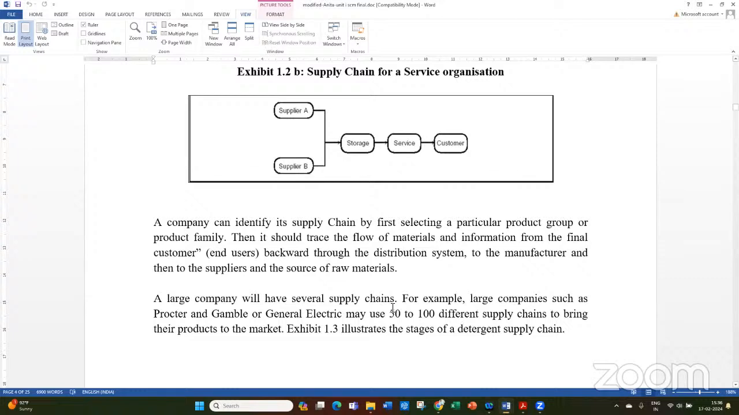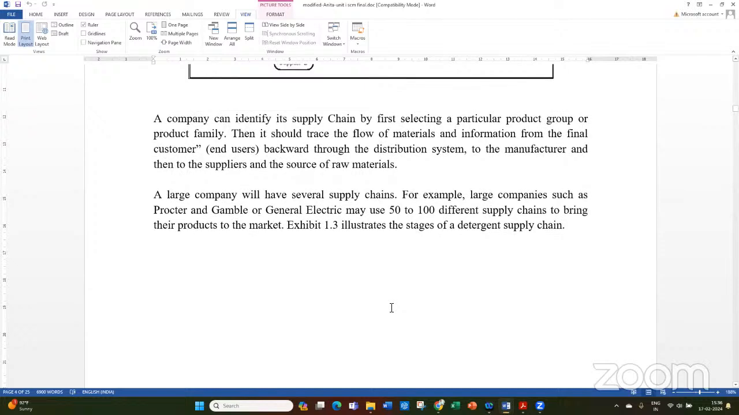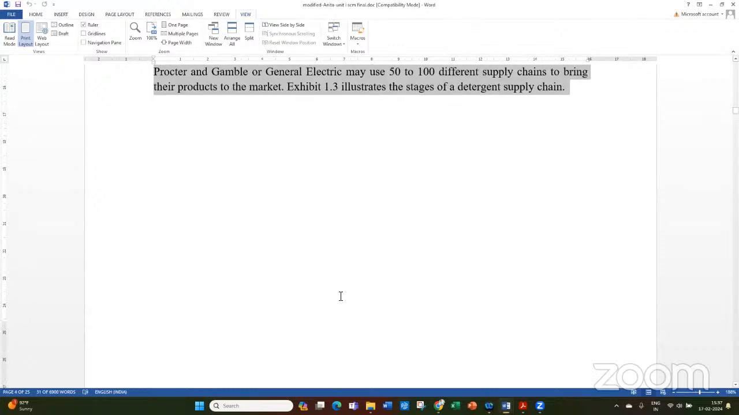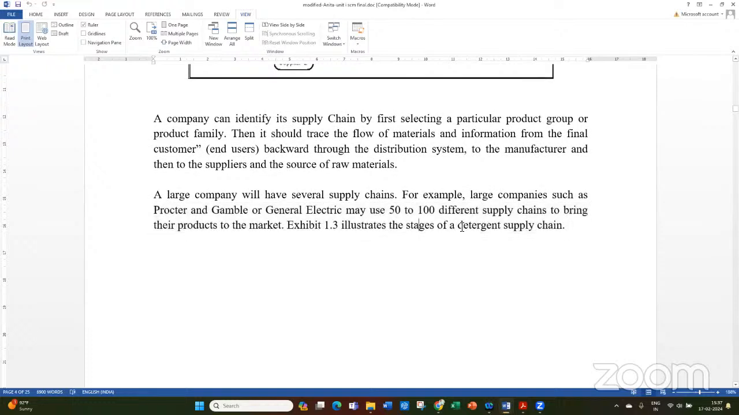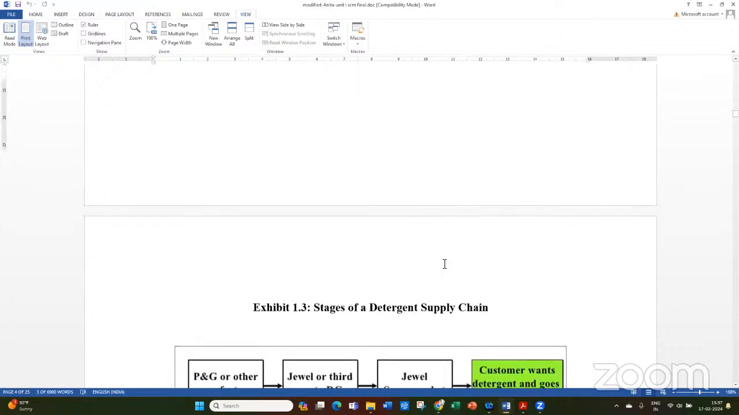So here, how do you see it? Suppose there is an example of Procter & Gamble, with vendor supply chains connected to it. Procter & Gamble is a consumer goods company. So you can see it is going to have a detergent supply chain. The Procter & Gamble company has detergent. They manufacture and process the detergents. They have different supply chains, as you see here.